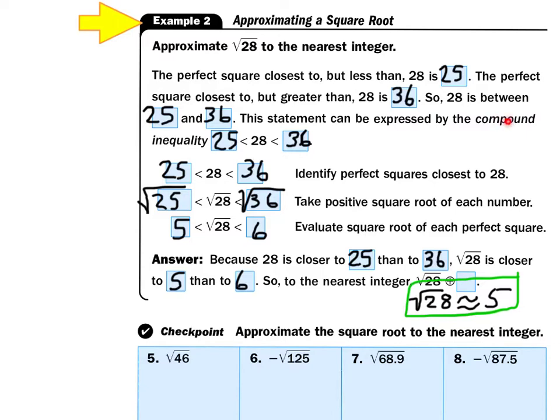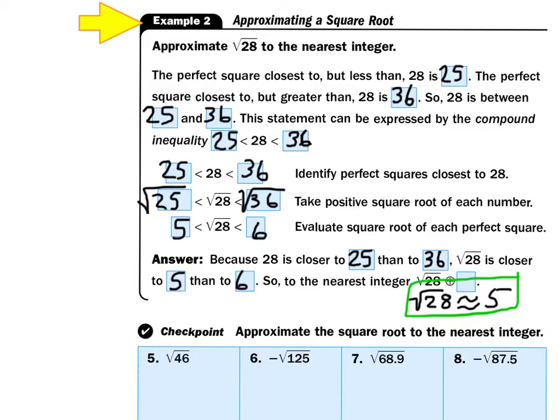And so we write it as a compound inequality. That just means we would say 25 is smaller than 28, which is smaller than 36. So you're just putting the numbers in order. Now, 25 is a perfect square, and 36 is a perfect square. All right, and so now we just take the square root of everything. So the square root of 25 has to be smaller than the square root of 28, which is smaller than the square root of 36. So then we just exchange. The square root of 25 is the same as the number 5, and that's smaller than the square root of 28, which is smaller than 6. So we know the square root of 28 is between 5 and 6.